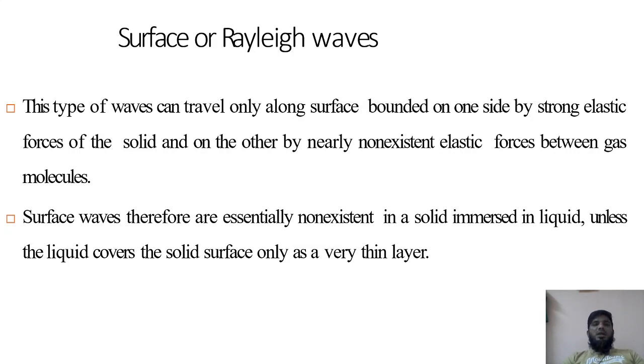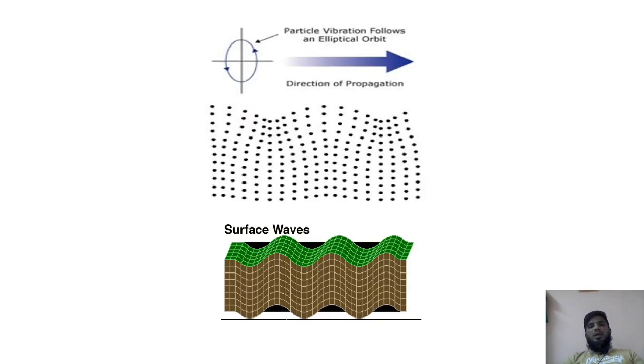Next is surface or Rayleigh waves. This type of wave can travel only along the surface, bounded on one side by the strong elastic force of the solid, and on the other side by the non-existing elastic force between the gas molecules. Surface waves are therefore essentially non-existent in a solid immersed in a liquid, unless the liquid covers the solid only as a thin layer. So these are the surface waves.